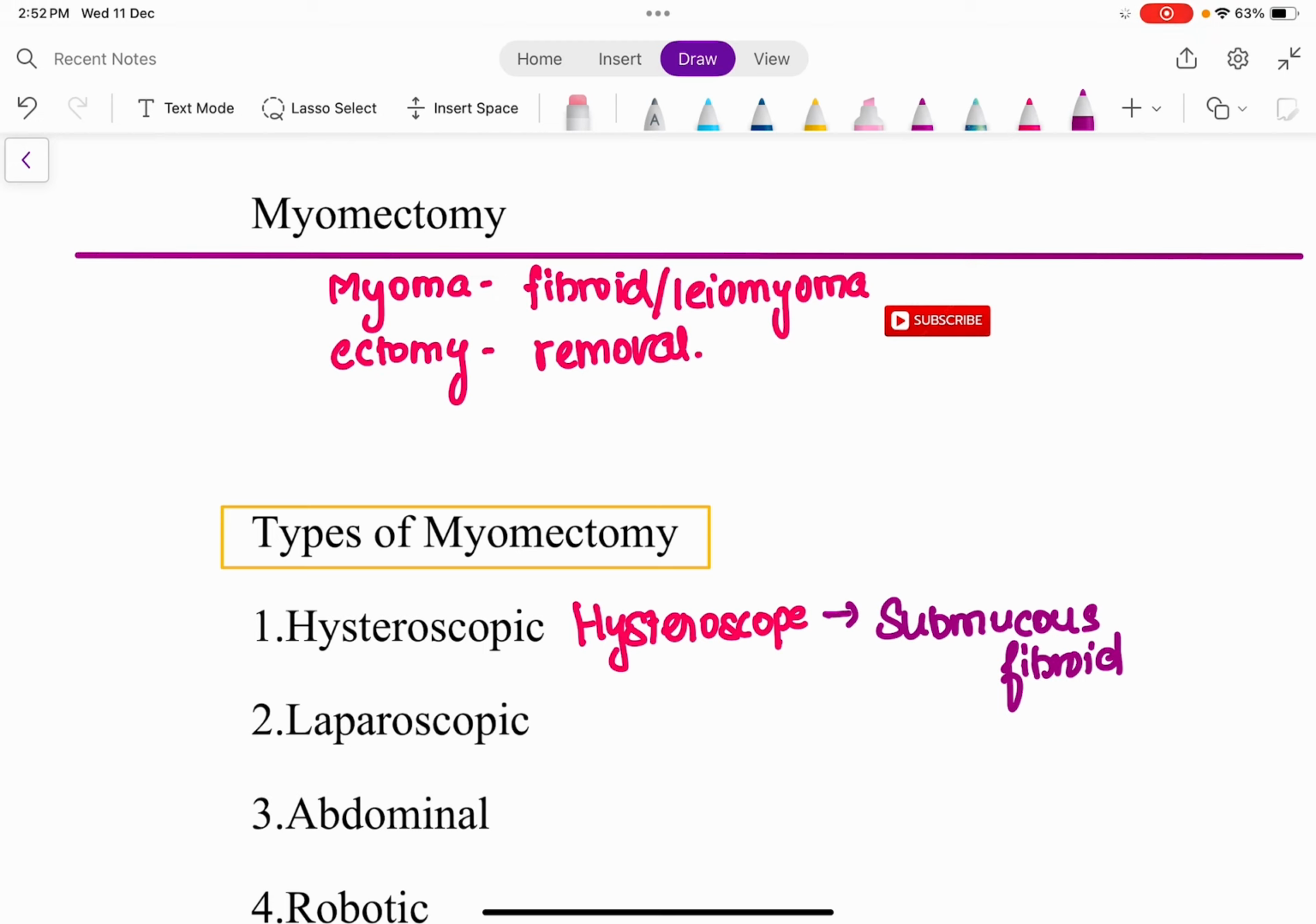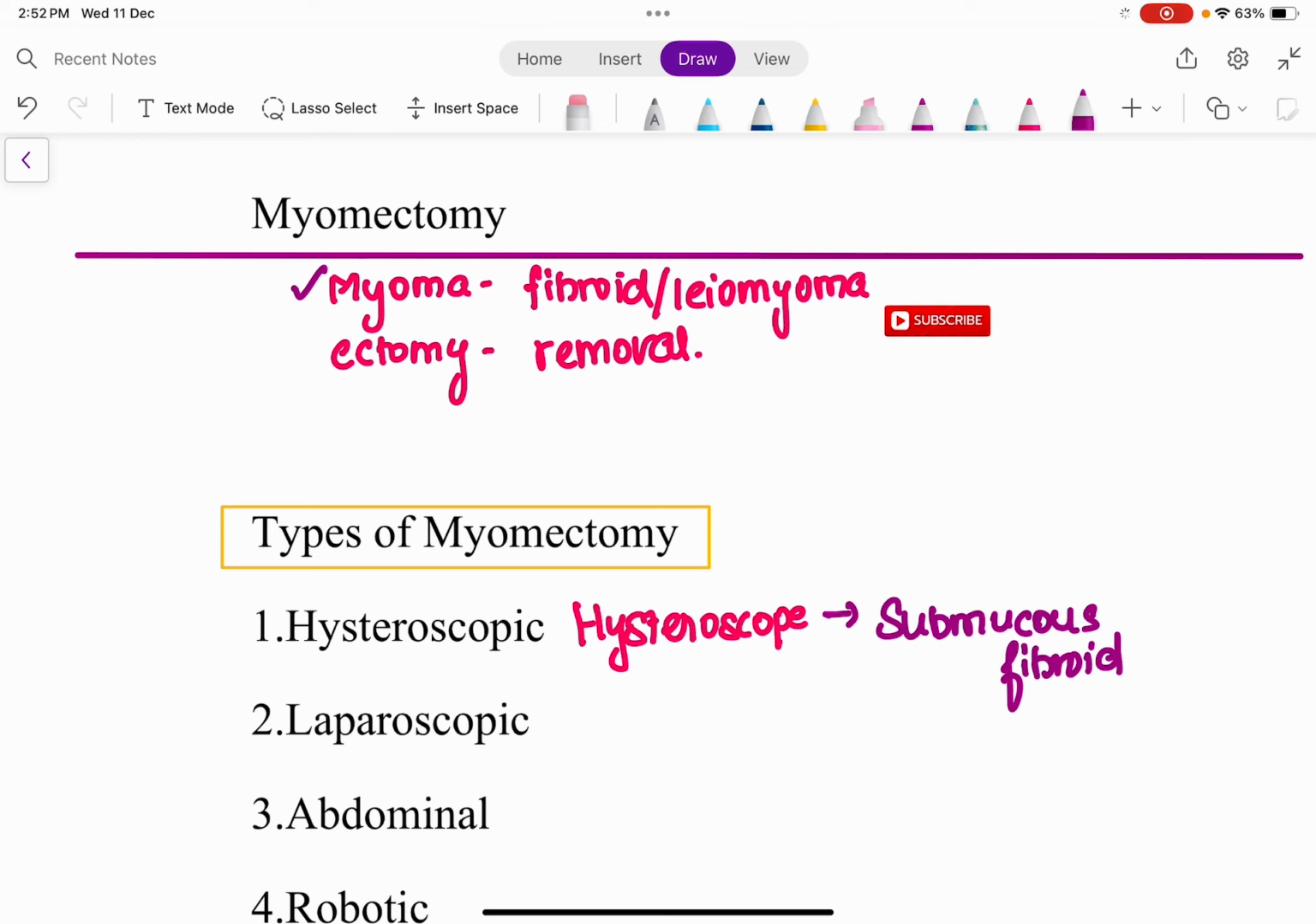As we all know, we are going to divide this term into two: myoma plus ectomy. So what do you mean by myoma? Myoma is also known as fibroid or leiomyoma, the benign tumor of the uterus. So myoma refers to the fibroid and ectomy means removal.